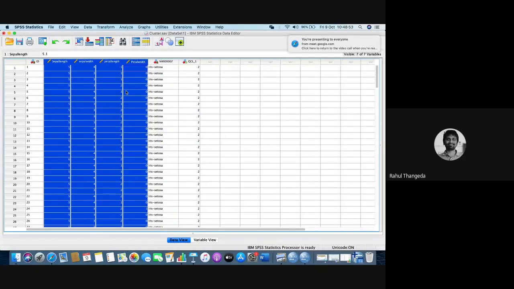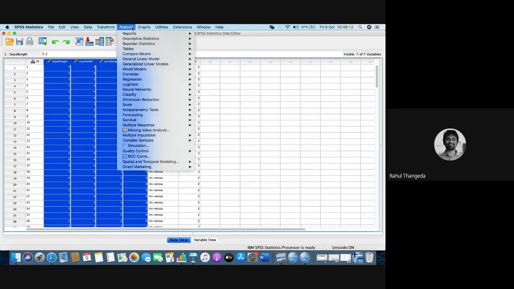Since I really don't know into how many clusters I want to categorize this data, the best way of working on such data is to first run hierarchical clustering and then run k-means clustering. Why I'm asking you to run k-means clustering, I'll tell you in a while. But first, let us run hierarchical clustering. Go to Analyze, and then you have something called Classify.